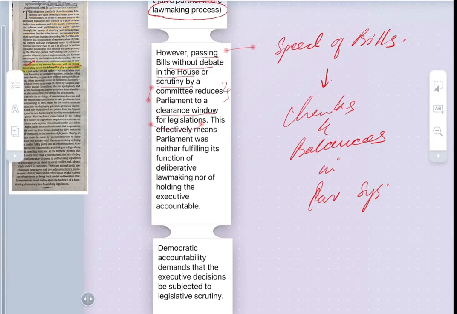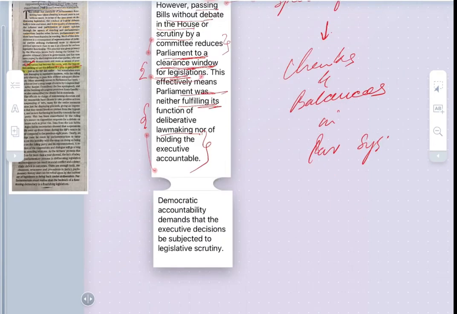When there is no healthy discussion, and there should be healthy, qualitative discussion, there should be qualitative question hours, which actually question clauses in the bill. If that process has been bypassed or the bills have been passed quickly, this gives a clearance to the legislation process. This effectively means that Parliament was neither fulfilling its function of deliberate lawmaking nor holding the executive accountable, because democratic accountability demands that executive decisions be subjected to legislative scrutiny.